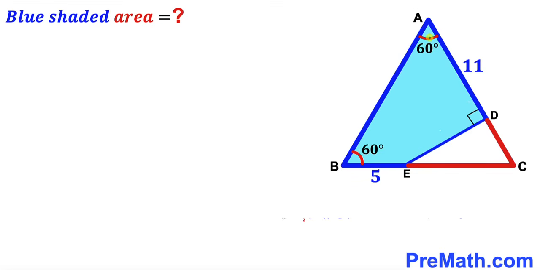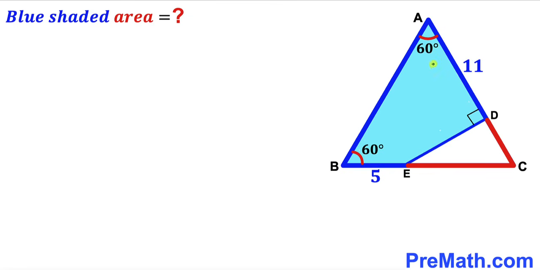Welcome to PreMath. In this video, we have this blue shaded quadrilateral ABED fully confined in a big triangle ABC, as you can see in this given diagram, such that this tiny side BE length is 5 units, whereas this side AD length is 11 units.